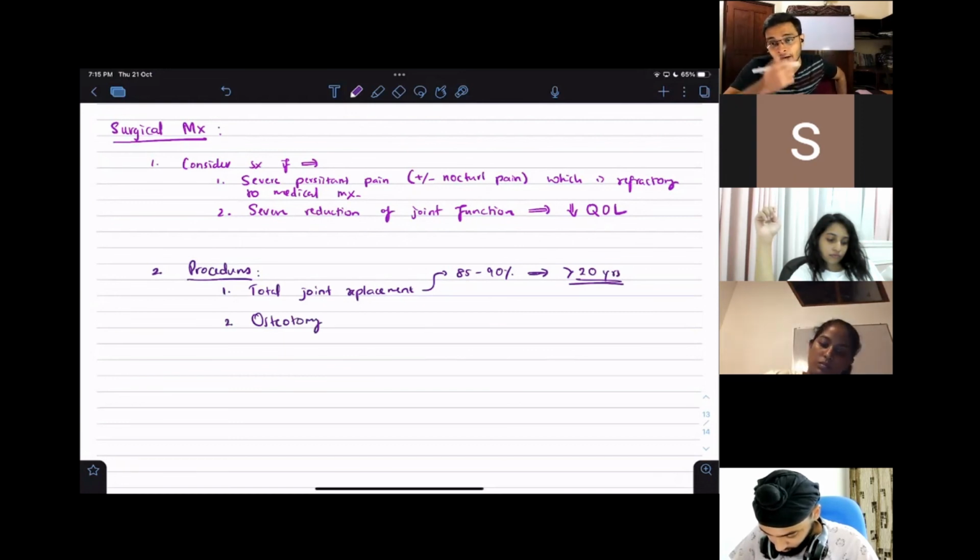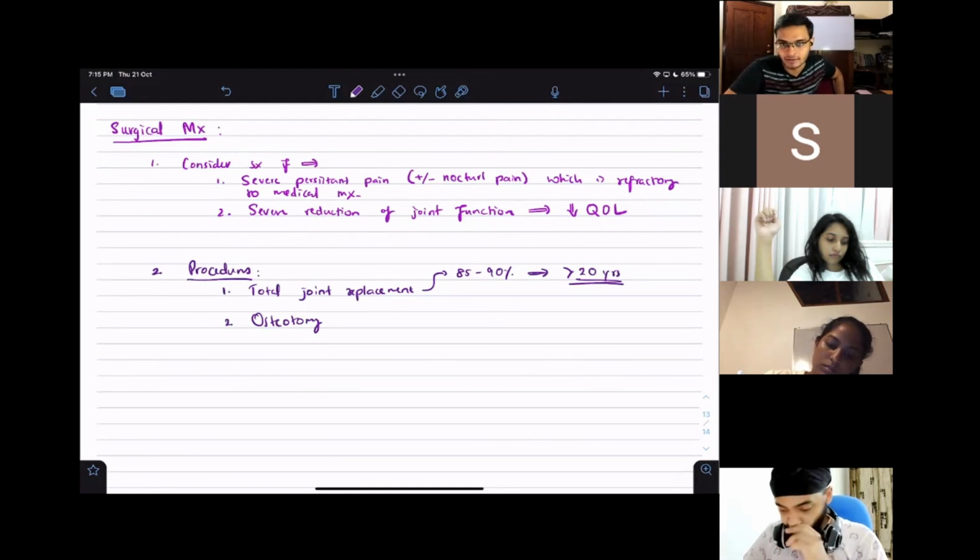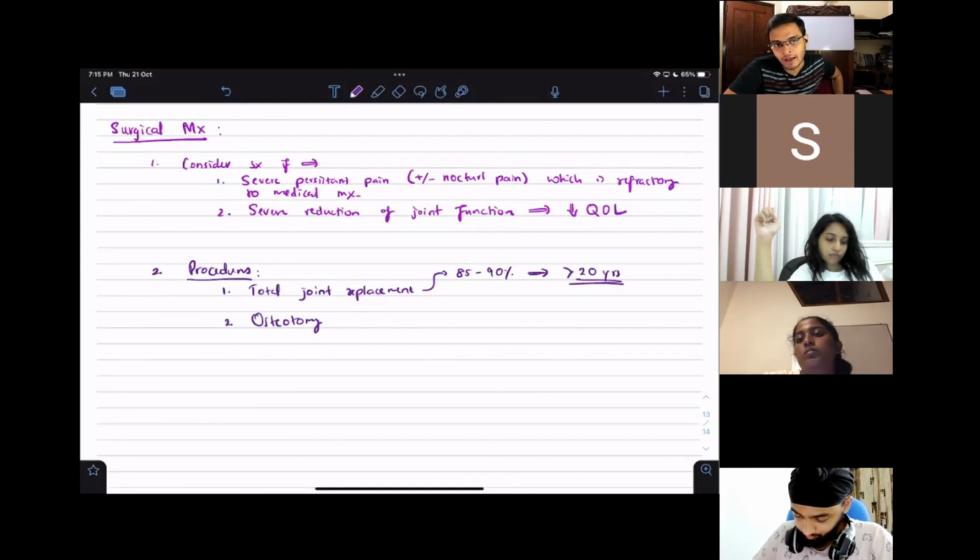The second one, which is not usually commonly done now, is osteotomy, especially if the bone is heavily disfigured or abnormal. We can cut off those pieces of bone. That's a surgery not commonly done, usually done to prolong the life of malaligned joints.